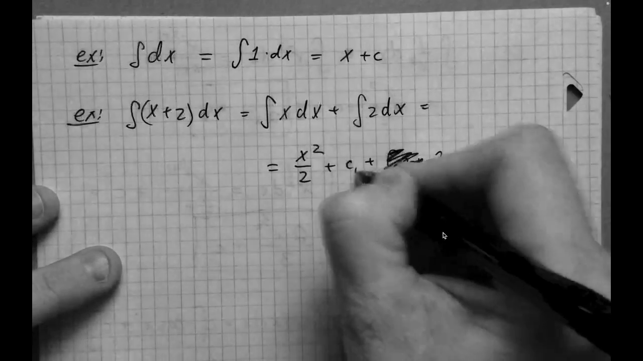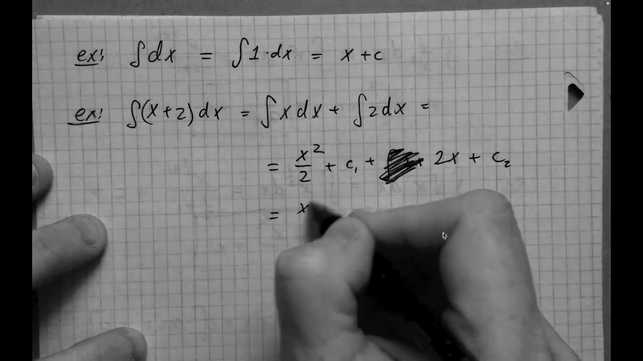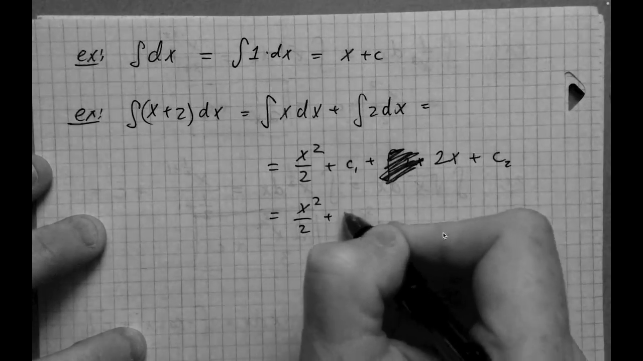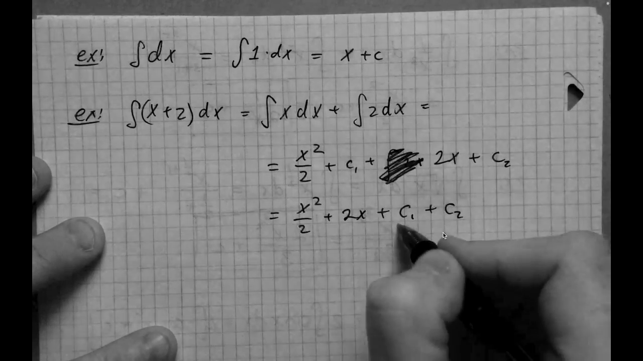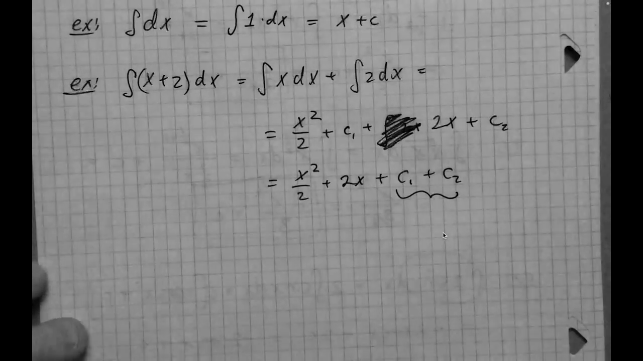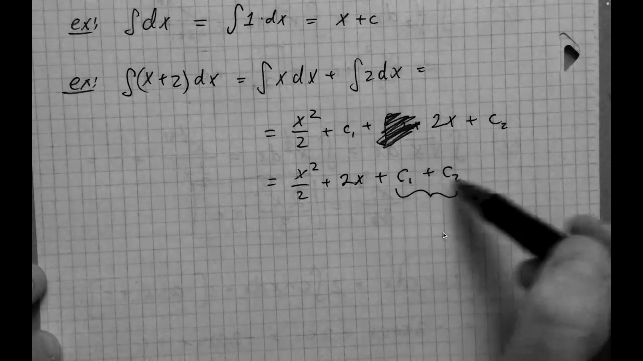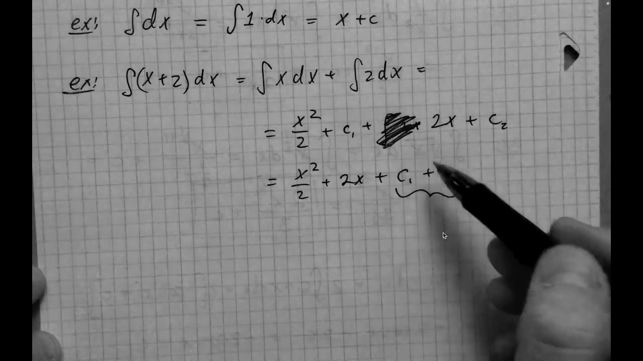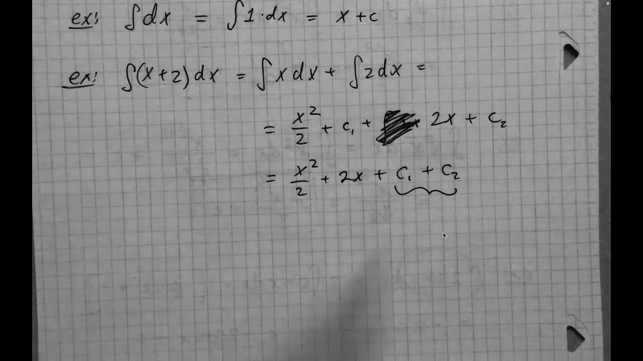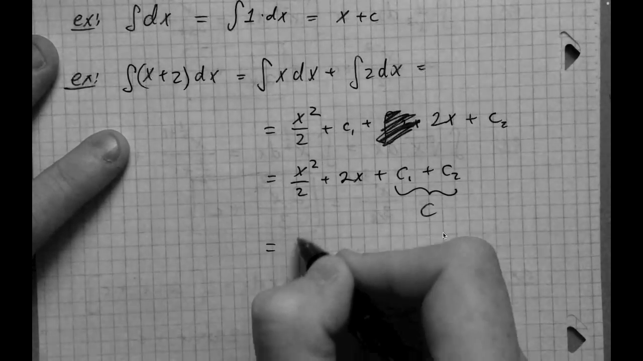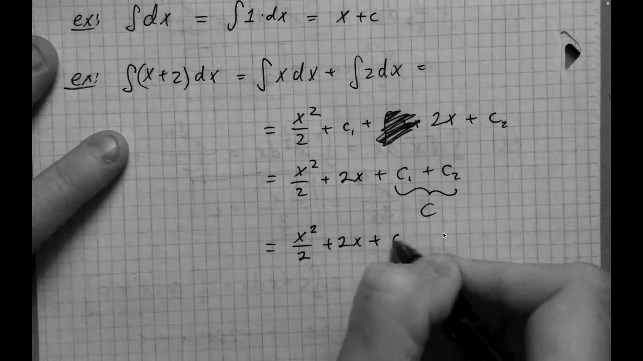Well, you can call these c1 and c2 technically. And then you'd get x squared over 2 plus 2x plus this c1 plus this c2. And here again, the main reason for pulling this example out is to underscore the idea that you don't have to write c1 and c2. They're going to be added together, and so they're one constant. So really you'd want to write this as x squared over 2 plus 2x plus c.